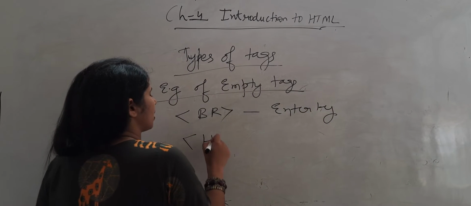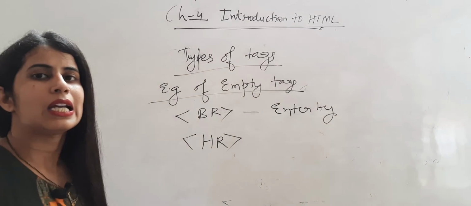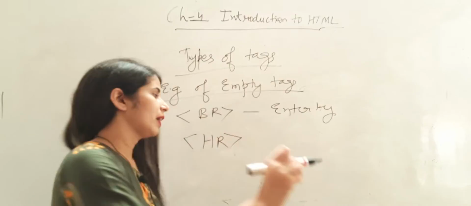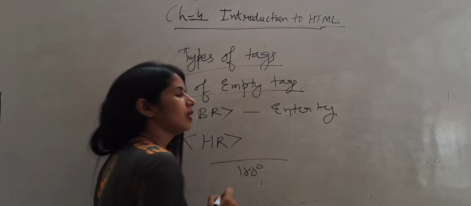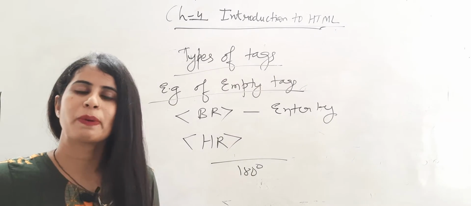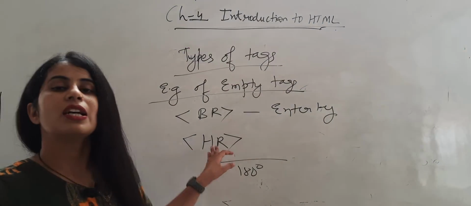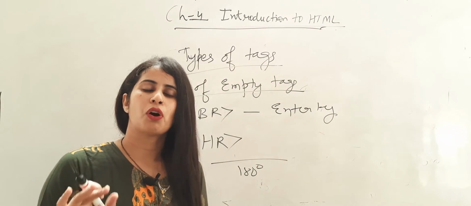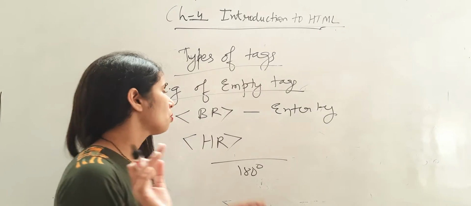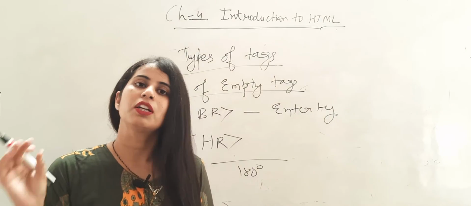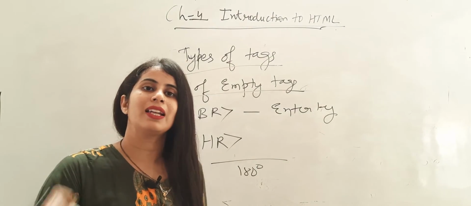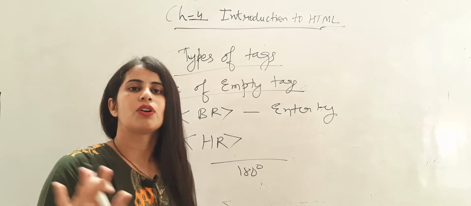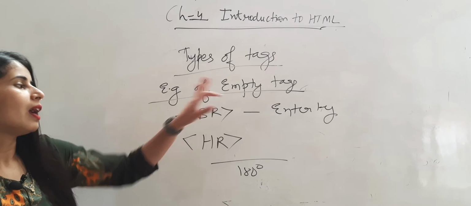The next is HR. What is HR? HR stands for horizontal. Horizontal, we all know the line that is up to 180 degrees, the one that is parallel to the earth. Okay. So the HR tag is used to draw a horizontal line. If I want to draw a horizontal line there, I can use the HR tag. So it will place a horizontal line in between the two paragraphs, two lines. So this is an example of empty tag.